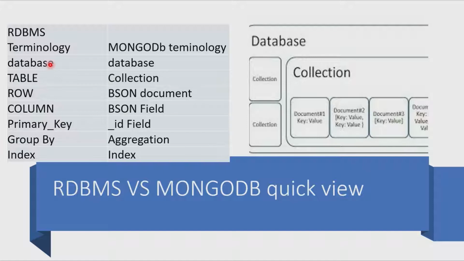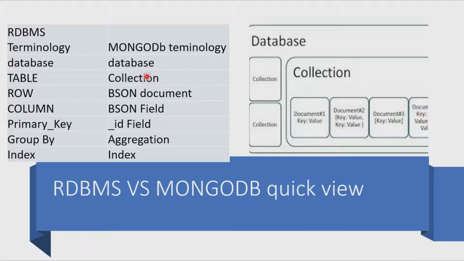So a database is common to both MongoDB and RDBMS. A table in RDBMS is known as a collection in MongoDB. Rows or records in RDBMS are known as JSON documents in MongoDB. So on the top it is the database.